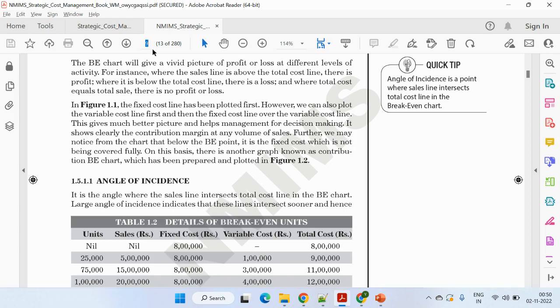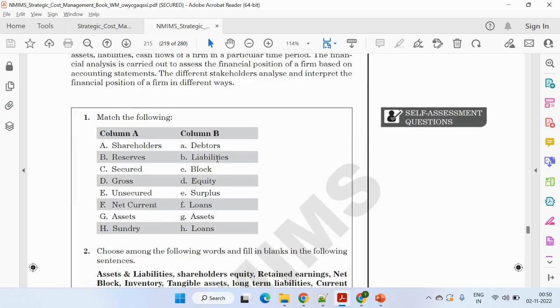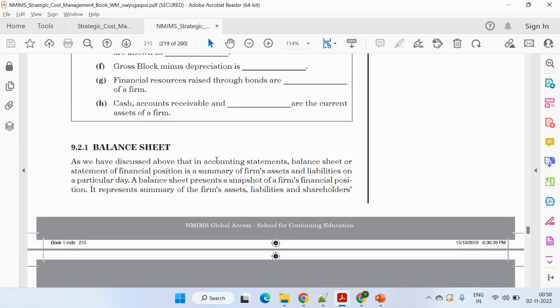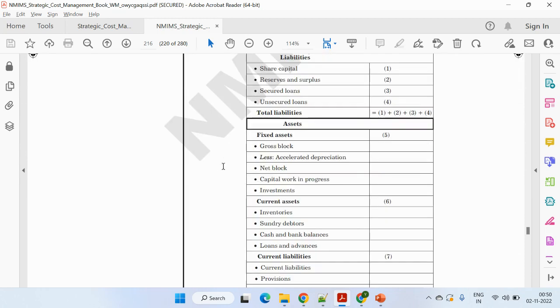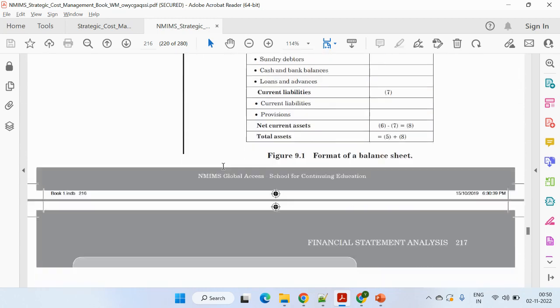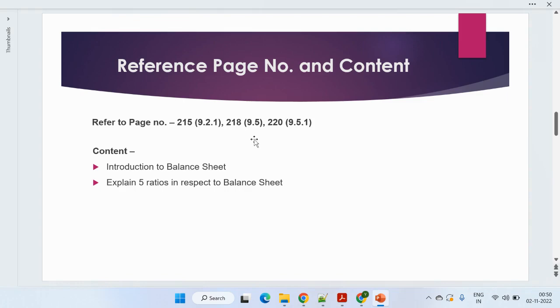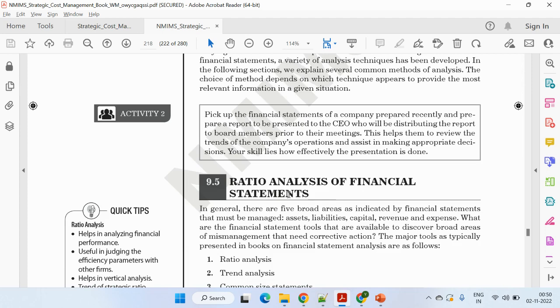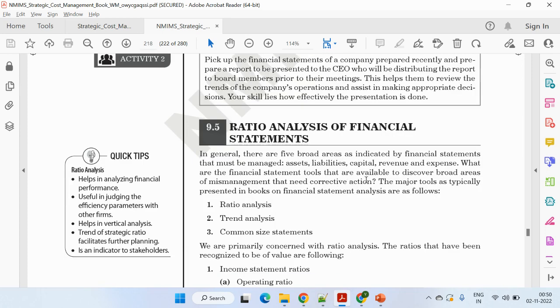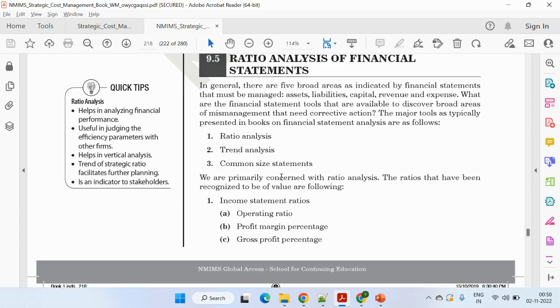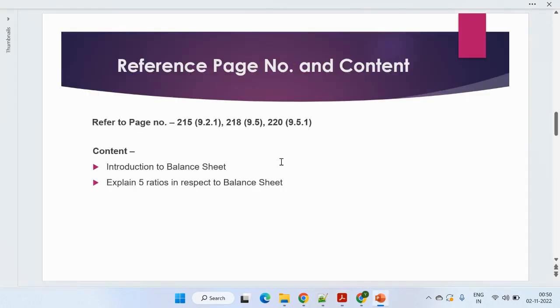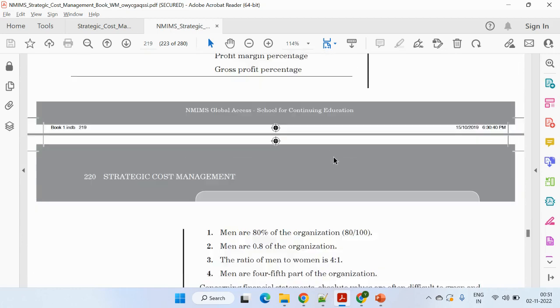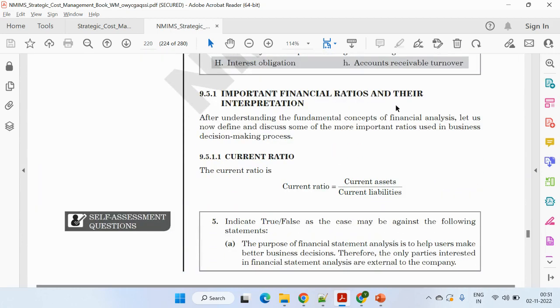For this, you need to refer to page number 215. On 215, the balance sheet is mentioned. Initially, just give a brief about what a balance sheet is, because this is the core and it's a 10 marks question, so it's important to give an overview of the balance sheet. Then the next part comes on page number 218, which covers ratio analysis of the financial statements, such as ratio analysis and trend analysis. You can just mention one or two lines. And the actual part comes from page number 220, wherein you need to interpret and specify those ratios.